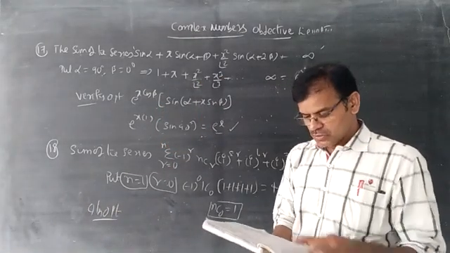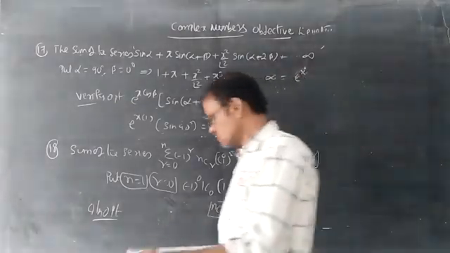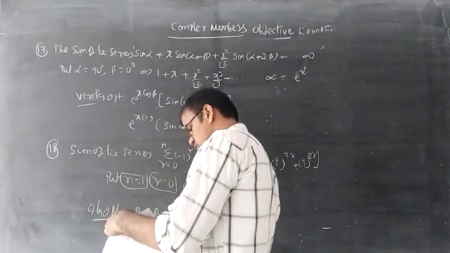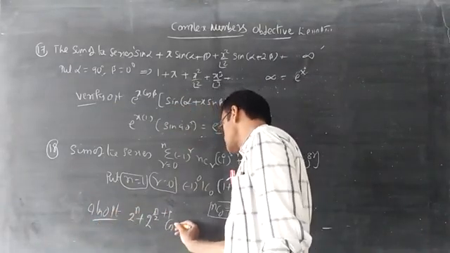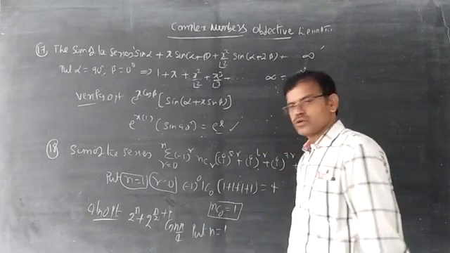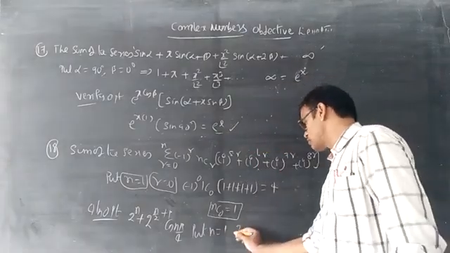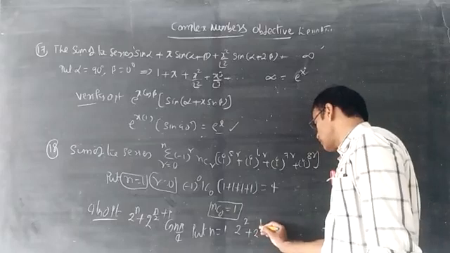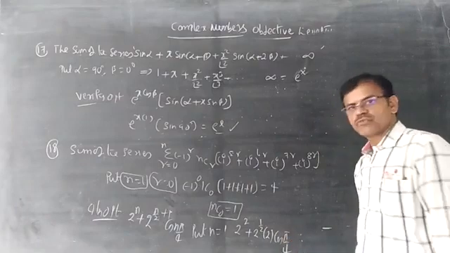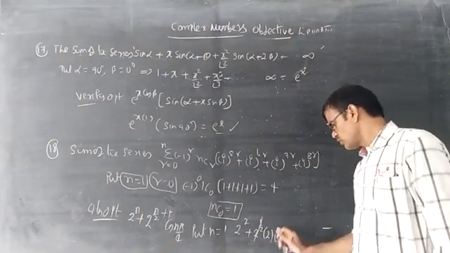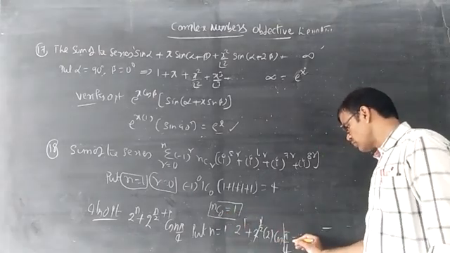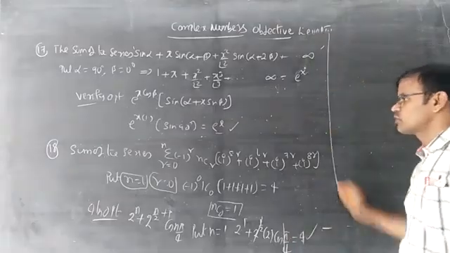Verify the fourth option. That option is 2 power n plus 2 power n by 2 into cos n pi by 4. Here you put n equal to 1. So it becomes 2 power 1 plus 2 power 1 by 2 into cos pi by 4. Cos 45 value is 1 by root 2, so 2 power 1 by 2 cancels with it, giving 2. So 2 plus 2, the answer is 4. So the fourth option is verified.